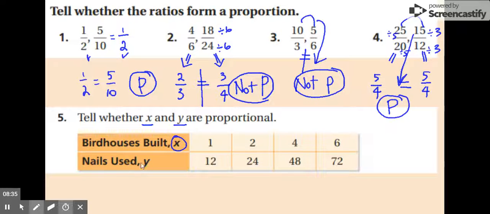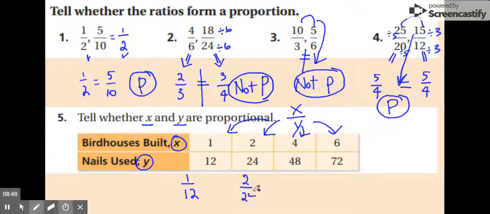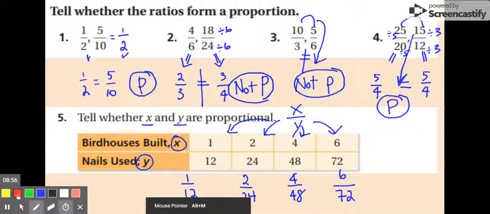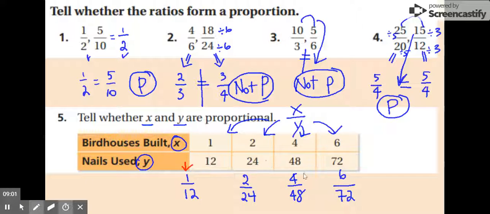When we have two variables, you compare the ratios for each data: x over y, x over y, x over y, x over y. So you have to compare everything. 1 over 12, 2 over 24, 4 to 48, because we were talking about the ratio, 6 to 72. Are they in simplest form? No, except this one, you need to change everything to simplest form.